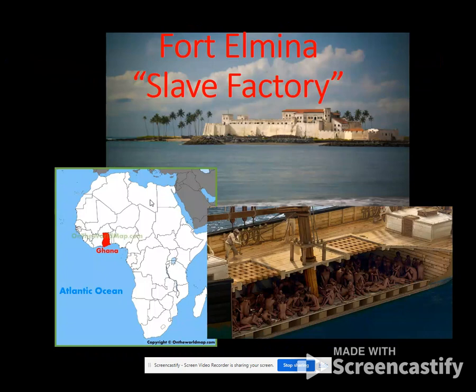So here's the slave factory, which is Fort Elmina, and it is off the western coast of Africa. This is where the slaves were shipped from, where they were put on a boat and then sent to the New World. It was basically like a holding prison, where they just held them there until they could get them on the next ship.